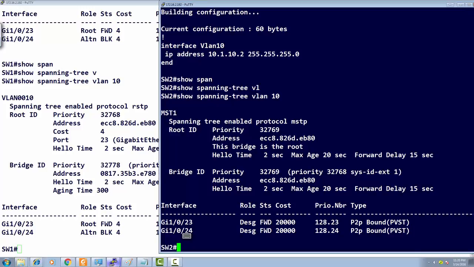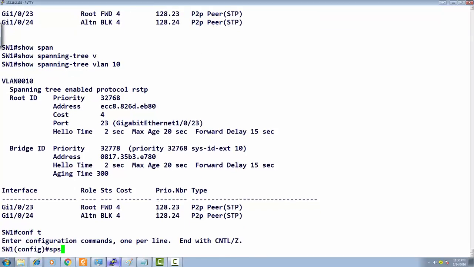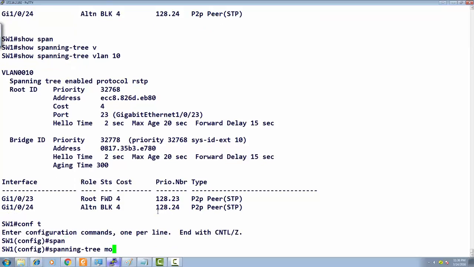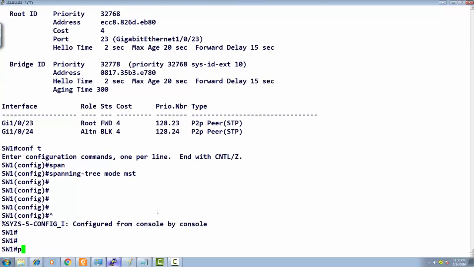That is a major factor: in MST each instance is running a rapid per VLAN spanning tree, but it still doesn't take it like a rapid. Still there is a difference, and it treats each other as the common spanning tree or per VLAN spanning tree kind of thing. Now let's say here I have MST, and what I'm going to do here is spanning tree mode MST. I just converted my switch to MST. Both switches are now MST.